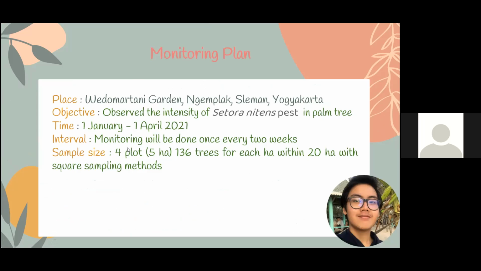Okay, so based on our group discussions, we decided to make this monitoring plan. It will take place in Meadow Wartani Garden, Ngemplak, Sleman, Yogyakarta. The objective is to observe the intensity of the Setora nitens pest in palm trees, and the monitoring will be held from 1 January until 1 April 2021. The interval will be once every 2 weeks. The sample size will be 4 plots in 5 hectares, with 136 trees for each hectare out of 20 hectares, using the square sampling method.